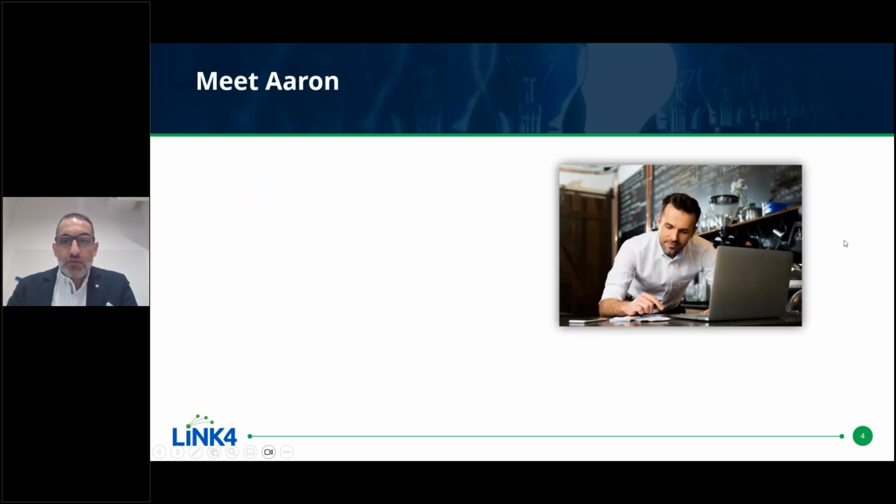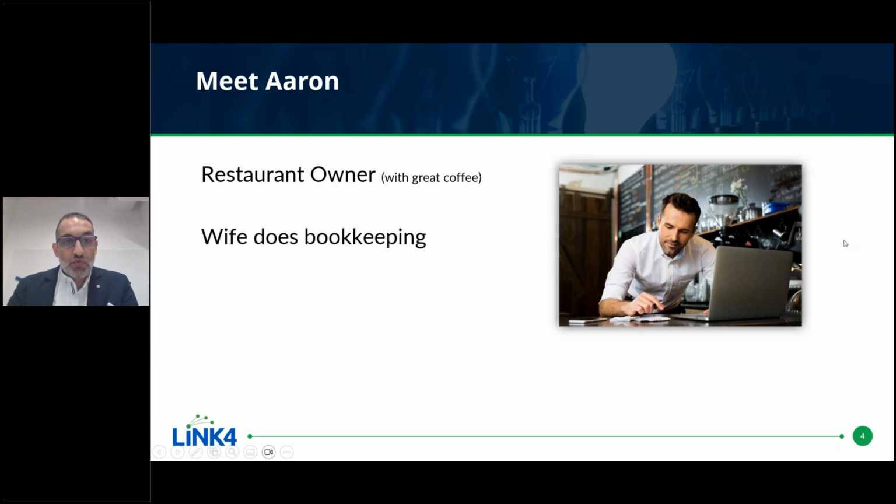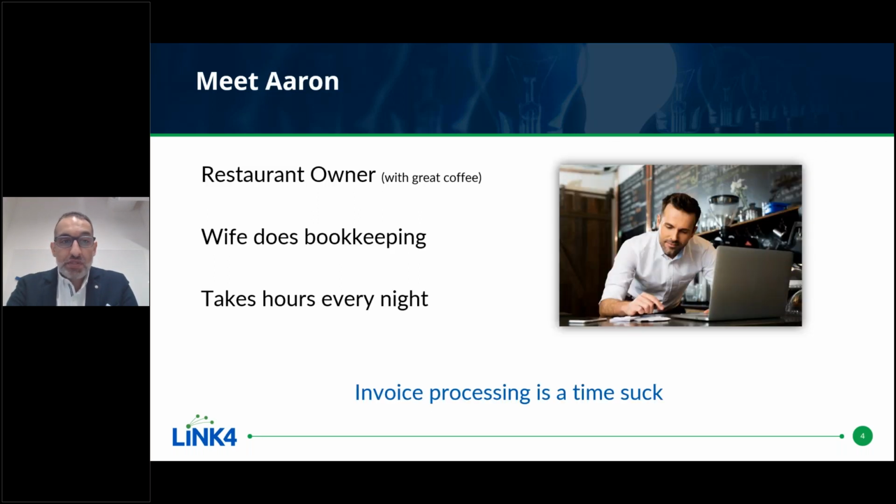So we would like you to meet Aaron. He's a restaurant owner and they do great coffee as well. His wife is the one who's doing the bookkeeping. So they receive invoices from their suppliers on a daily basis. And we asked them about how many invoices they receive per month, and they said close to 300 to 400 invoices a month, and they have to process them manually. And that means data entry, and the wife is doing that after work hours. That's a lot of pressure for the business to keep going this way.